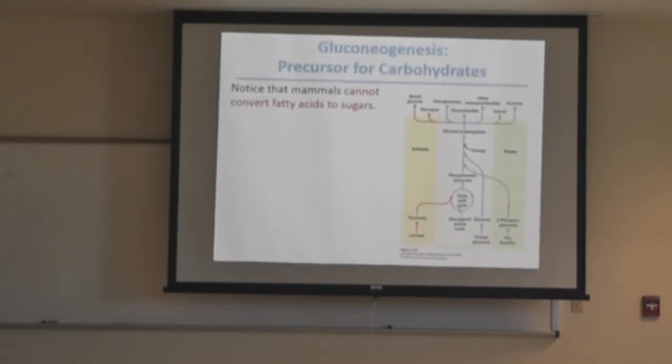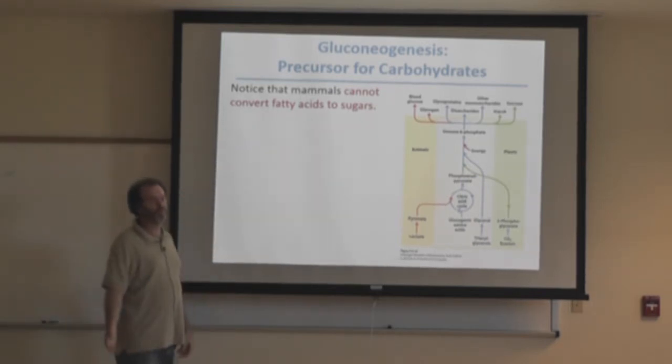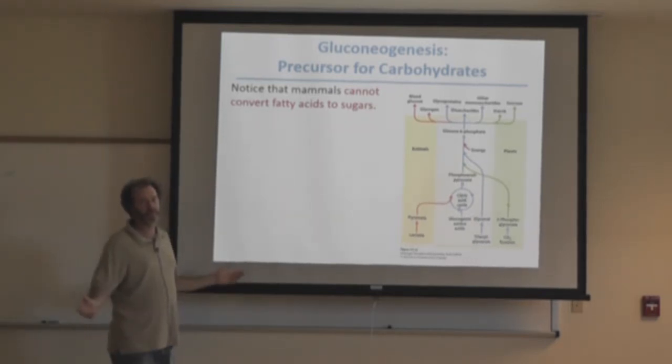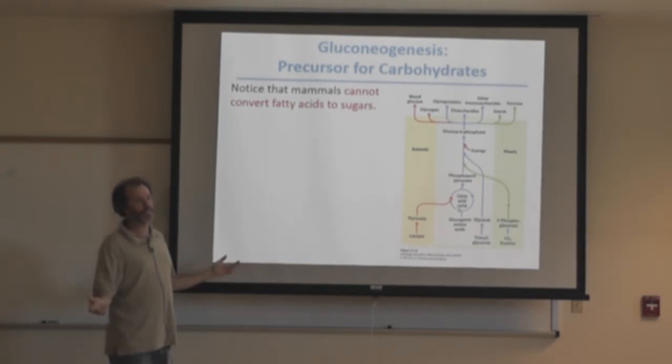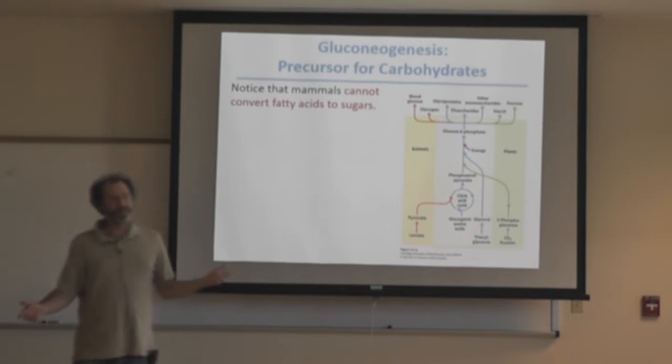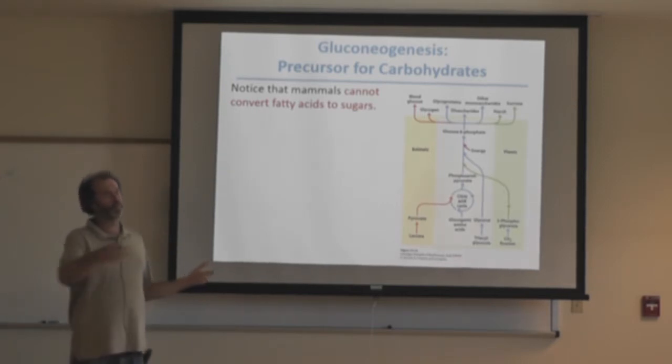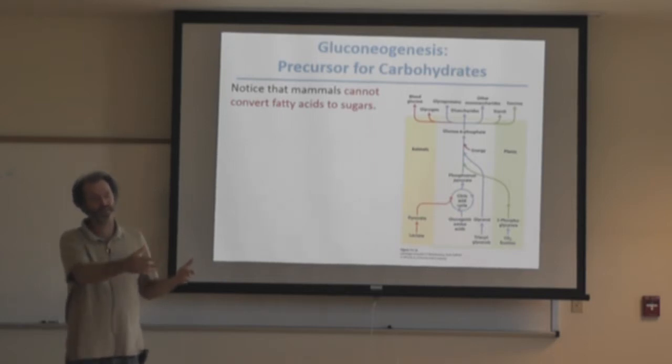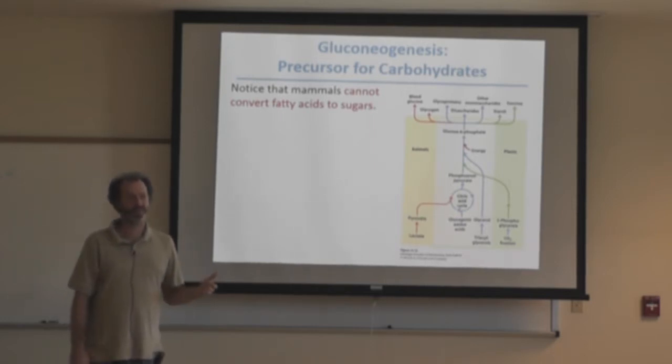Next is gluconeogenesis and the precursors for carbohydrates. If you notice, in mammals we cannot convert fatty acids to sugars. So if there's a question on the test that asks which one of these cannot be used to make glucose, if you see a fatty acid there, that would be the right answer, right?